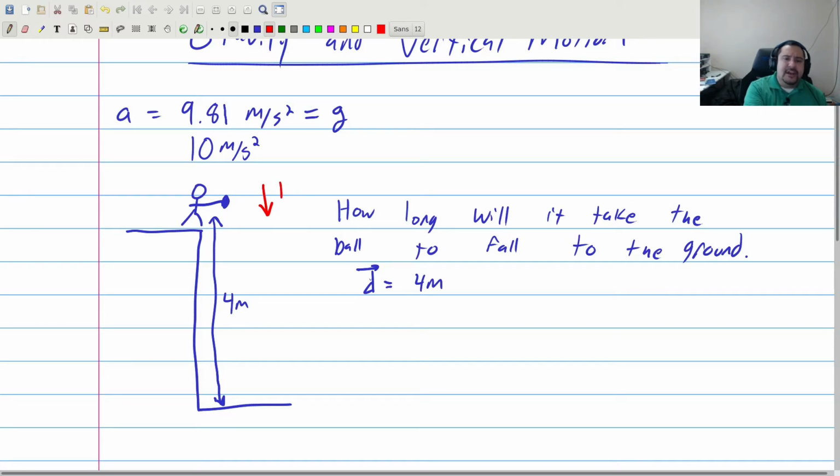The acceleration is downward. I'm just going to call downward positive for the sake of this problem. You could use a negative if you want to, but that would make things harder with more negatives running around. We don't need to do that.